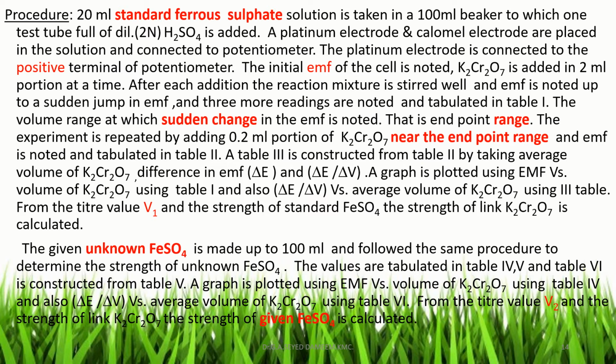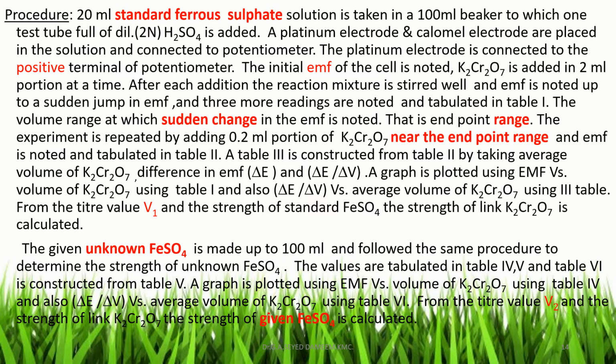These are about standardization of potassium dichromate. Next, the given unknown ferrous solution is made up to 100 ml, and from this solution 20 ml of the unknown ferrous sulfate is pipetted into a clean beaker, and the platinum and calomel electrodes are dipped, and the readings are taken as before.